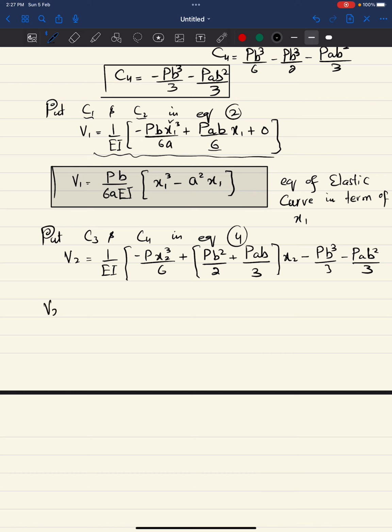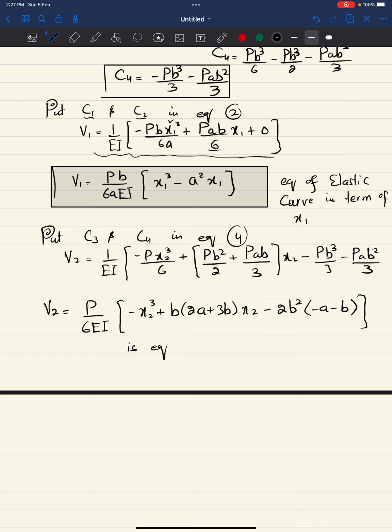So again, if you take some terms common, just like P over 6 common, you will be left with minus x2 cube plus b into 2a plus 3b into x2 minus 2b square into minus a minus b. So this is the equation of the elastic curve in terms of x2.